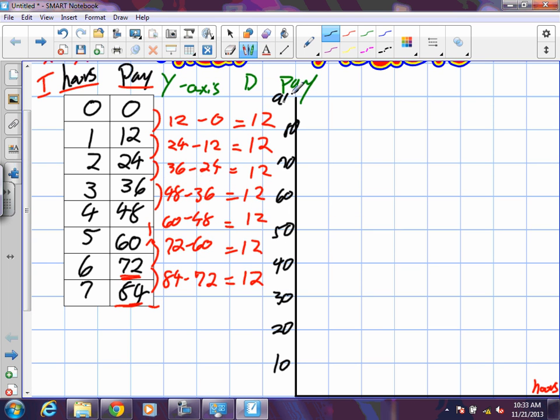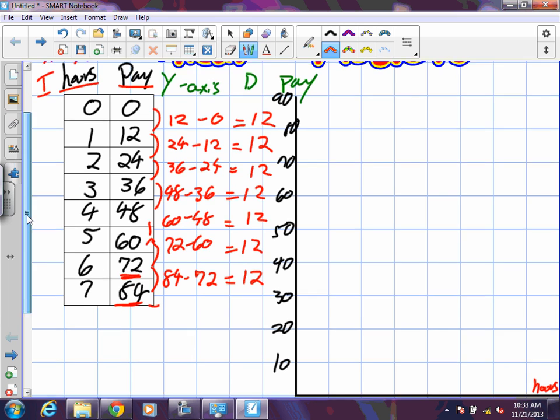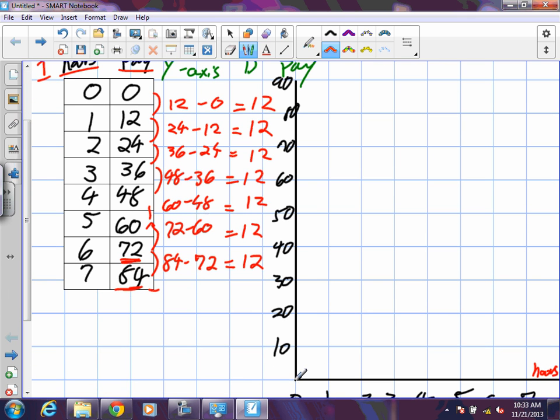Good. So let's plot our points. The very first one being 0, 0, which is right at the origin. Second one is 1, 12. So we'll estimate 12, probably about there. 2 and 24. 3 and 36. 4 and 48. 5 and 60.